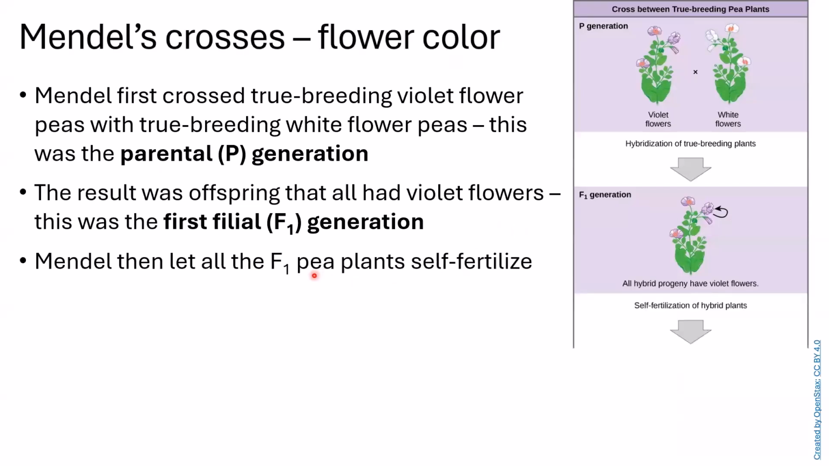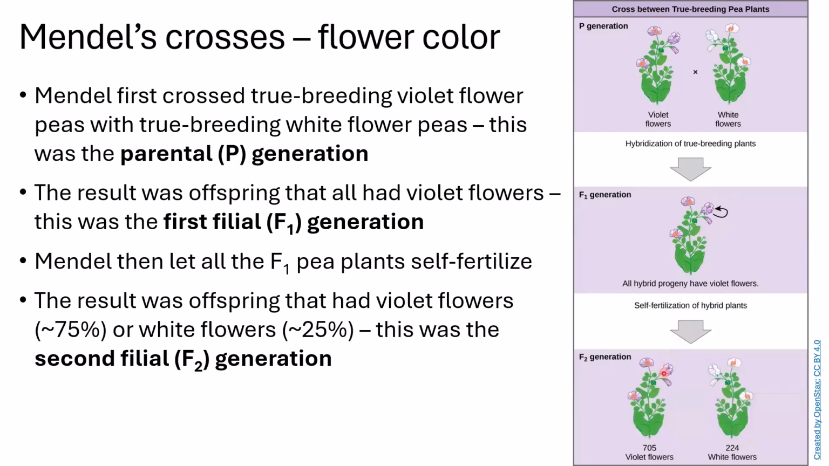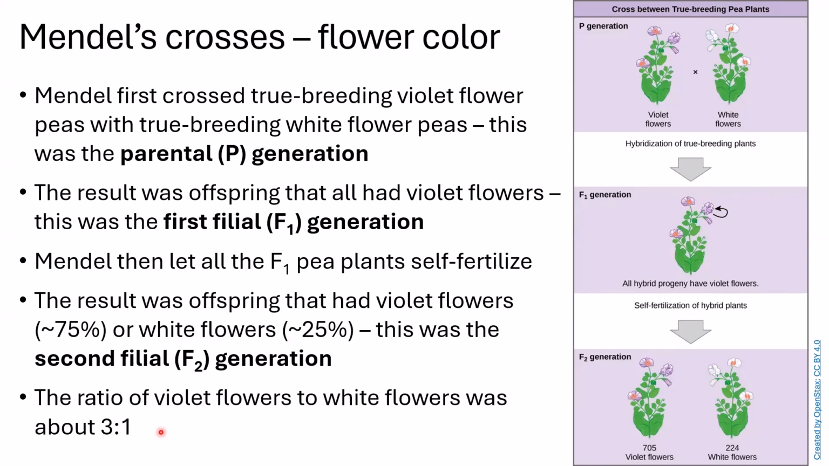Next, Mendel let the F1 pea plants self-fertilize. This time, many of the F2 generation still had violet flowers, but some had white flowers instead. The trait that had originally disappeared in the F1 generation reappeared in a subset of the F2 generation. When he quantified the result, about 75% had violet flowers and 25% had white flowers, so there was a 3-to-1 ratio of violet flower pea plants to white flower pea plants.